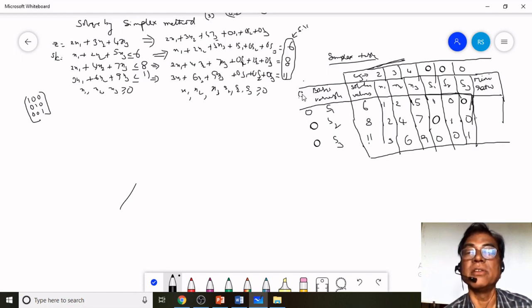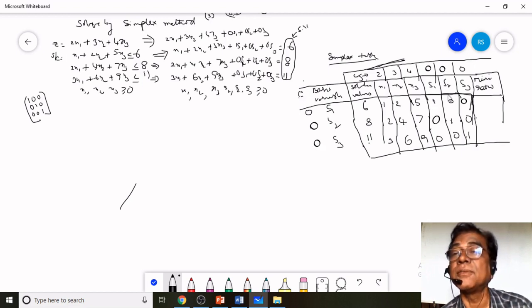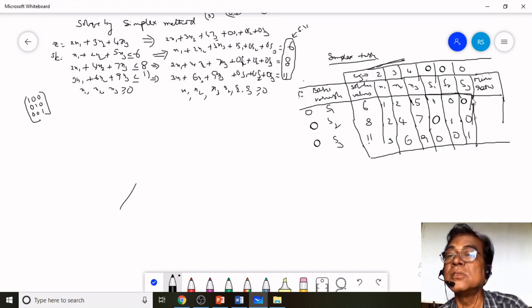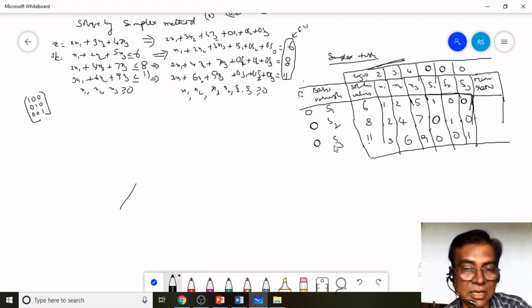And come to the last value. In this table, where is the unit matrix? The unit matrix values are available from here only: 1, 0, 0, 0, 1, 0, 0, 0, 1. 1, what is the corresponding value? 0 S1. Write down 0 S1. 1 is available here, okay, 0 S2. Write down 0 S2. 1 is there, write down 0 S3. Write down 0 S3. Okay, sir.